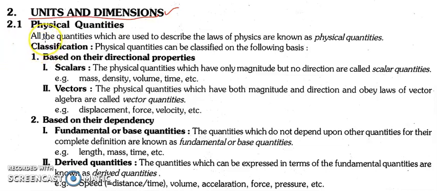Out of these chapters, that is the units and dimensions, the first topic is physical quantities. Physical quantities are all those quantities which are used to describe the laws of physics. We have studied a number of physical quantities till date for physics, like mass, velocity, acceleration, speed, distance, displacement, current, magnetic field. So these all are physical quantities. Okay.